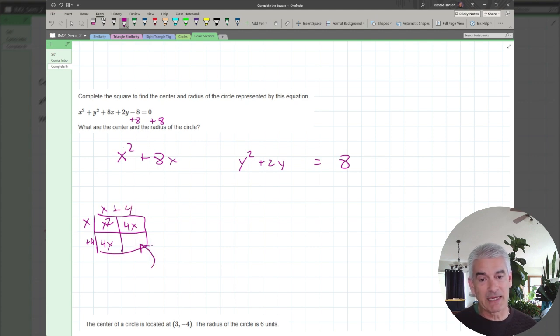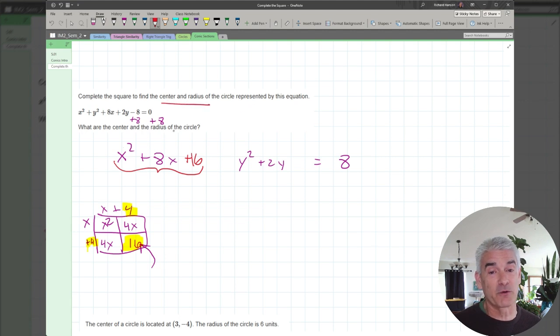So this has to be plus 4. What's it missing that's making it a perfect square? The contents of this box down here are going to come from 4 times 4, 16. This will always be a perfect square. So if I add 16 to this, I can replace x squared plus 8x plus 16 with something that's way more useful when I'm dealing with circles. This is x plus 4 times x plus 4.